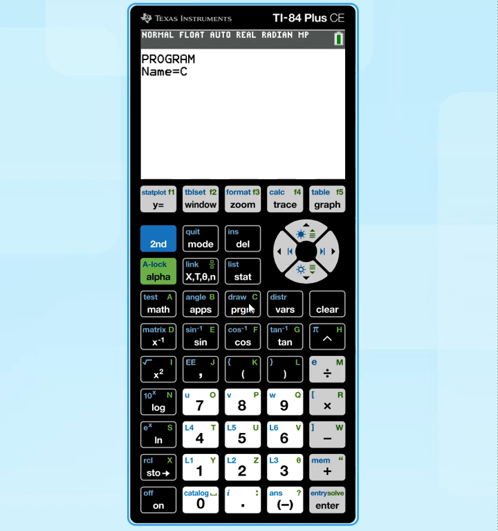Let's call this C, and let's call it COS for the cosine function. All right, so press Enter. Now we're ready to program this.